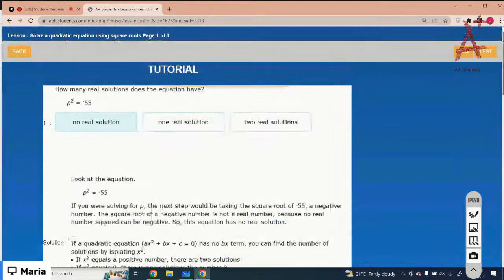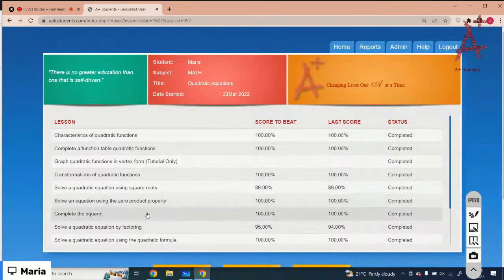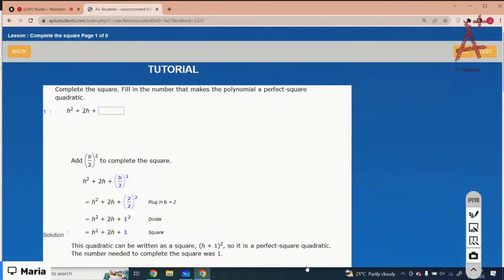Okay, let's start with completing the square. You are given an equation, and you have to complete the square: h square plus 2h plus the missing number. Whenever you have to complete the square, we always add (b divided by 2) whole square. What is b divided by 2? The equation of the parabola is ax square plus bx plus c equals 0. Just look at this equation.